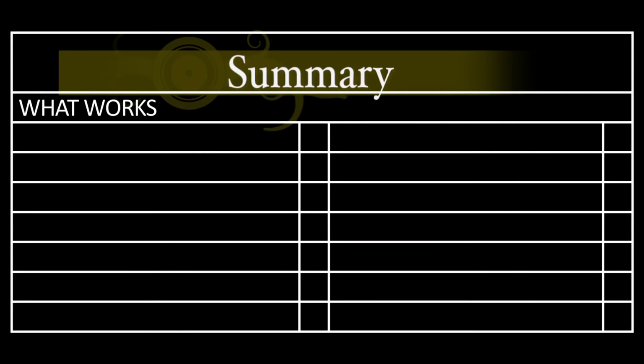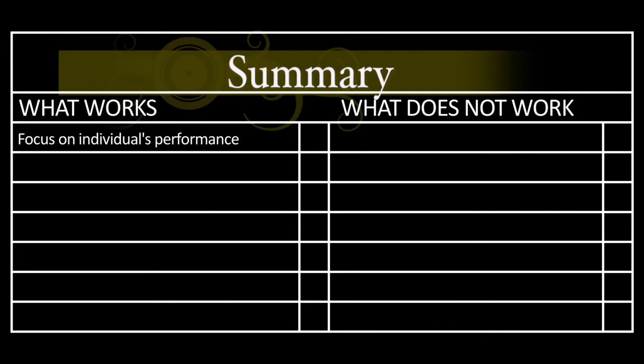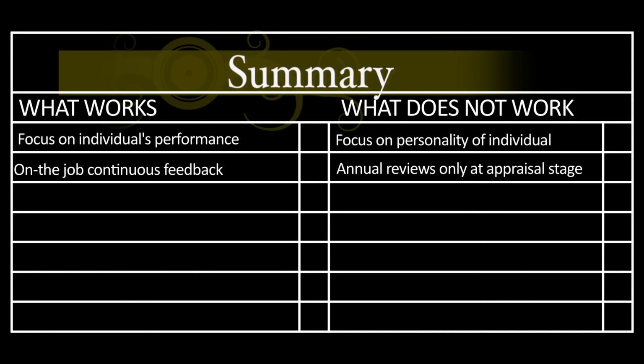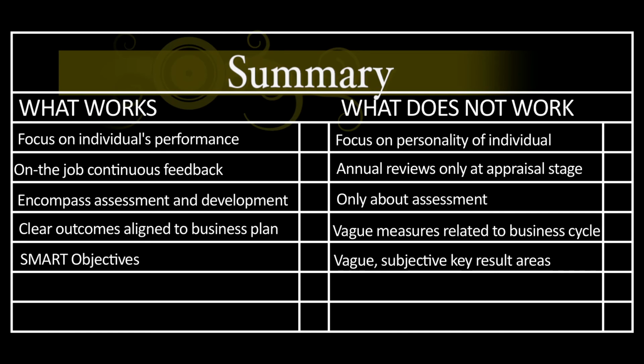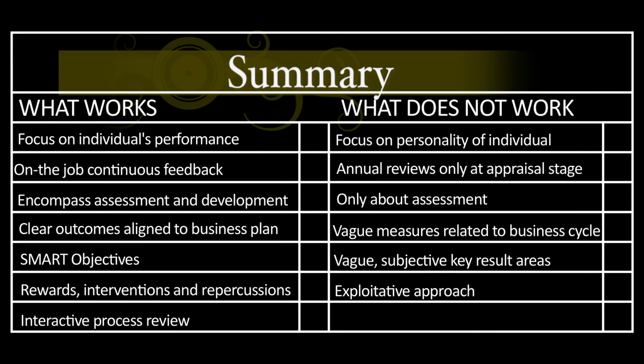Let us recap on what works and what doesn't work in performance management. Focus on the individual's performance and not on the personality. Give continuous feedback, not only at appraisal stage. Performance management should encompass assessment and development and should not be about assessment only. There should be clear outcomes which are related ultimately to the business plan and strategy as opposed to ambiguous business cycle linked outcomes. Use SMART objectives and not vague, subjective key performance areas. Performance management should have incentives and should not be seen to be exploitative. Review the process regularly, make it interactive, and remember, performance management is not a process that is cast in stone.